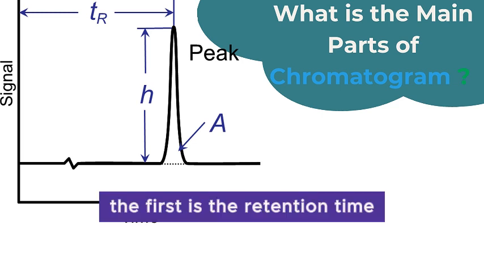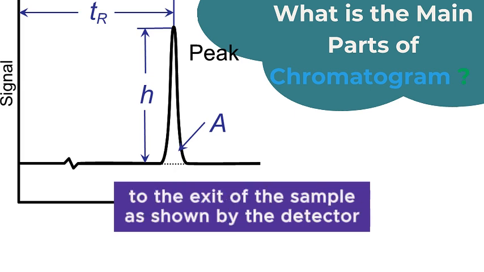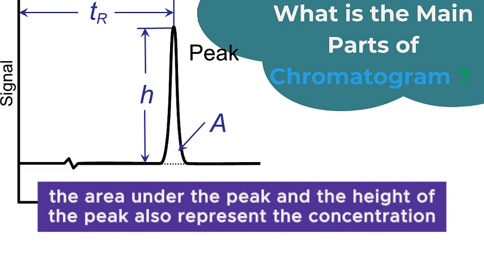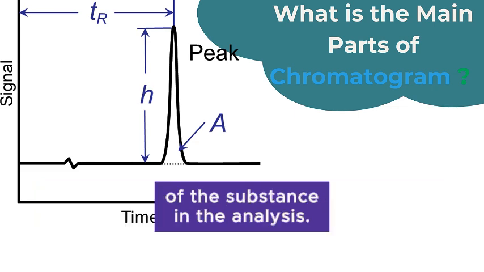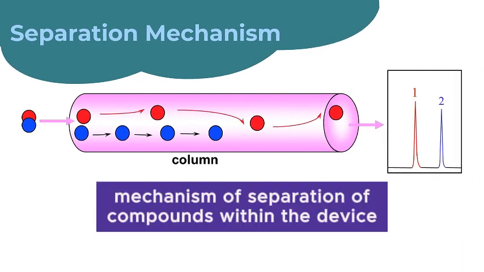The first is the retention time, TR, which indicates the time interval from the injection to the exit of the sample as shown by the detector. In addition, the area under the peak and the height of the peak also represent the concentration of the substance in the analysis.